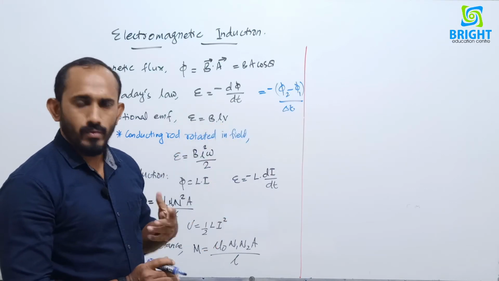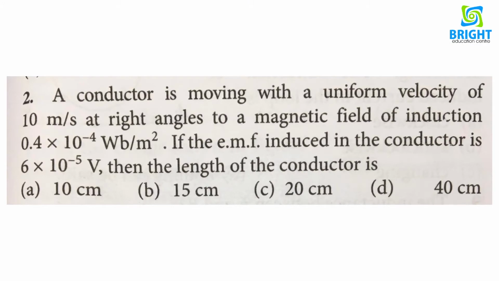BLV, we can check one question this way. A conductor is moving with a uniform velocity of 10 meters per second at right angles to a magnetic field of induction 0.4 into 10 raised to minus 4 Weber per meter square. If the EMF induced in the conductor is 6 into 10 raised to minus 5 volt, then you have to find the length of the conductor.